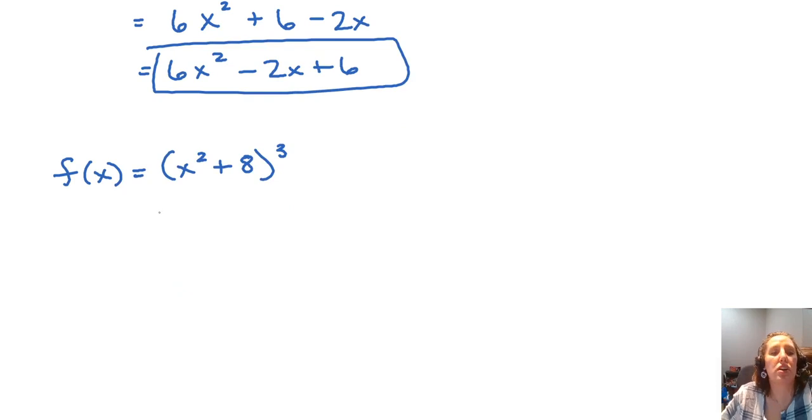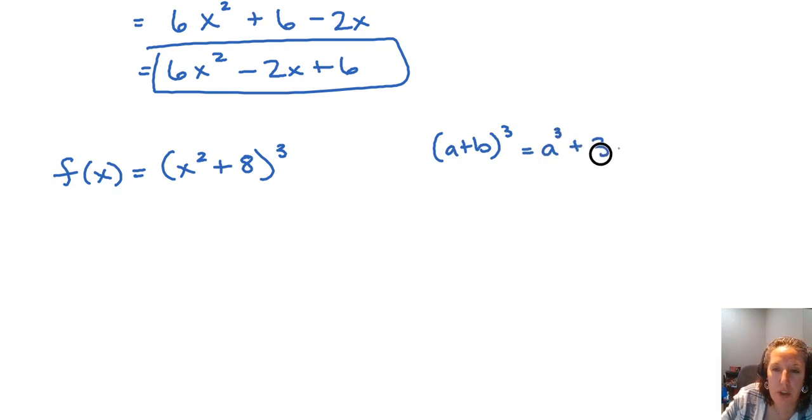The derivative of the function x squared plus 8, quantity cubed. So we need to do the same basic approach we did on the last one, but we need to multiply that out 3 times. That is actually a formula that we can use if we have a binomial a plus b cubed. It's always going to multiply out to the first one cubed plus 3 times the first one squared times the second, plus 3 times the first times the second squared, plus the last one cubed.